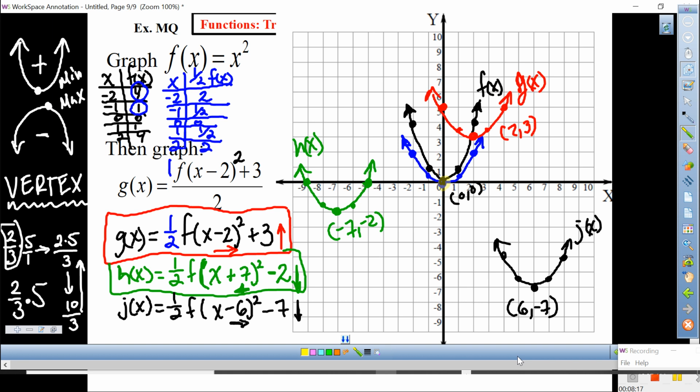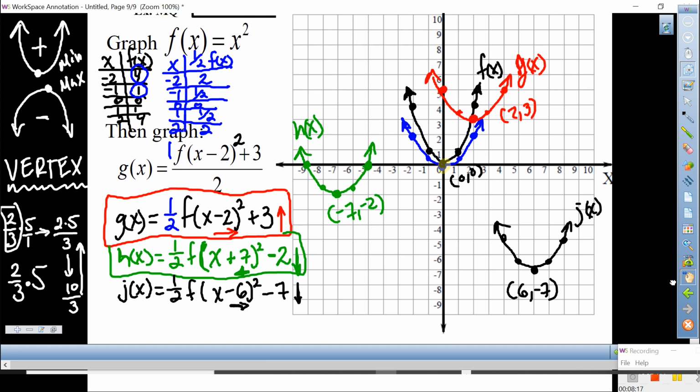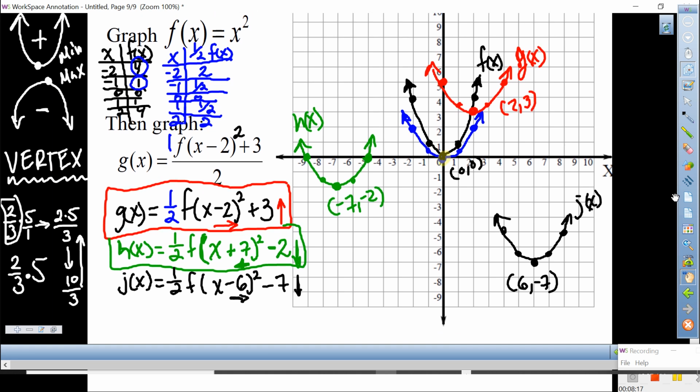All right, let's see, what did we find out? Philip? The vertices are different. Oh yes, most definitely. But we said we started with 0, 0. And this one was 2, 3. The vertex represents the parameters. Wow, that's perfectly put.